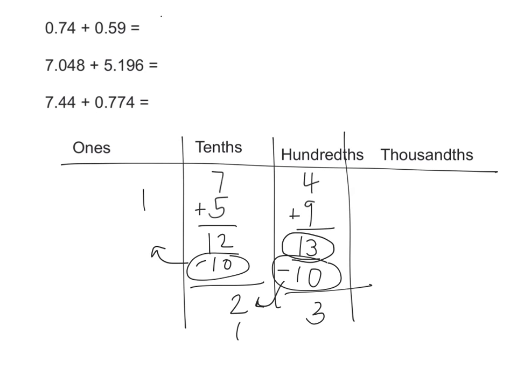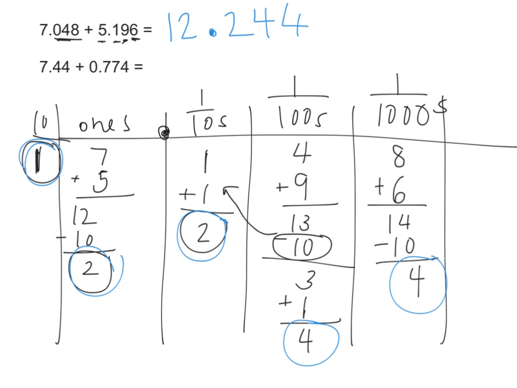So how many ones do I have altogether at the end of my problem? Remember, I didn't have any, and then I regrouped 10 tenths to become 1 one. So how many ones do I have? 1. I have 1 one. How many tenths do I have here altogether? 3. And how many hundredths do I have? 3. Okay, good.